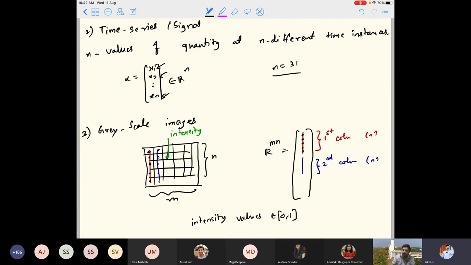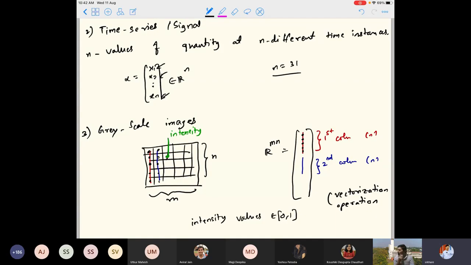This particular operation of going from an m by n matrix to an mn size vector is called the vectorization operation. I think we will get a chance to look at this vectorization operation later on. That is something really very important. We are doing vectorization, and that's how you can store an image of m by n.